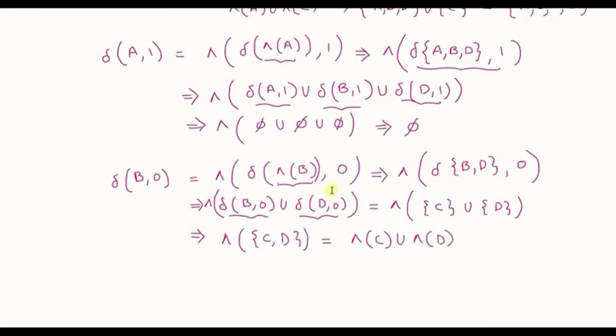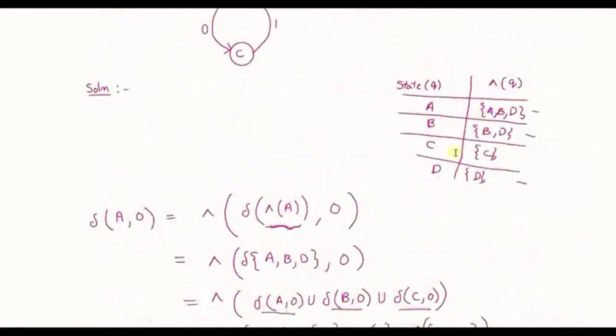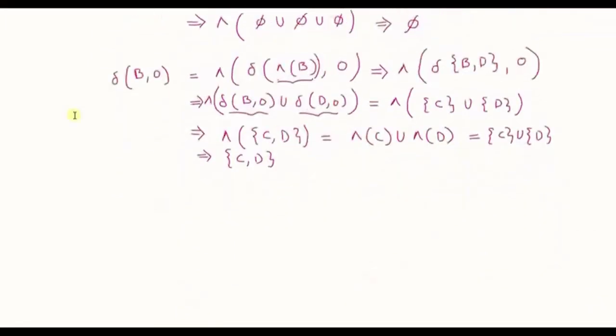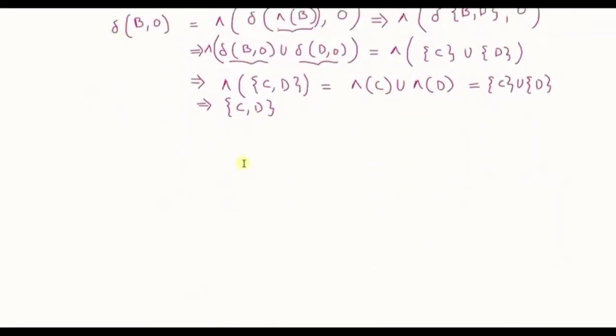So what is epsilon closure of C? Looking here, epsilon closure of C is C itself, and epsilon closure of D is D itself. So what you will get here is C union D. So the answer to this is C comma D. So the transition of state B on 0 gives you CD.